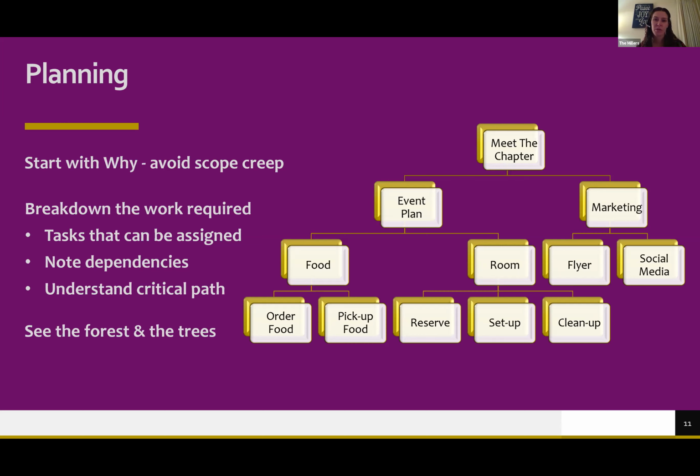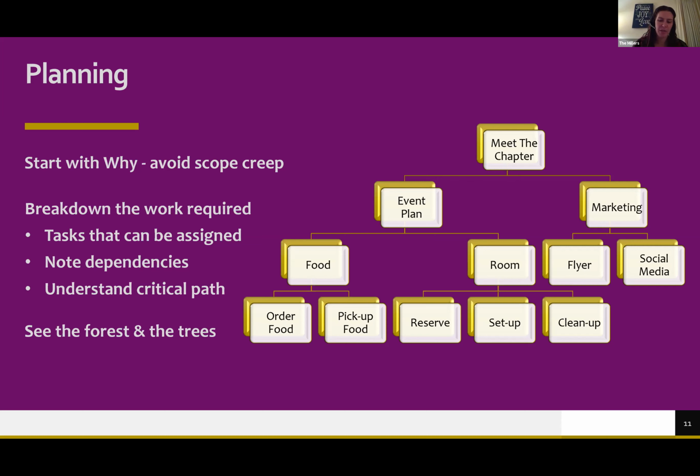Under food, you're going to need to order the food and pick up the food. And for the room, you need to reserve the room, set up the room, and clean up the room. So again, a simple example, but you kind of get the idea. You can break down the work that you need to do. And the beautiful thing about each of these work packages, which is what we call this bottom row, is they can be handed to someone else. They can be delegated to someone. You can utilize those resources and engage those brothers so that they feel ownership over the event. So when it comes to planning, one thing that I like to remember as a PM is really to see the forest and the trees.